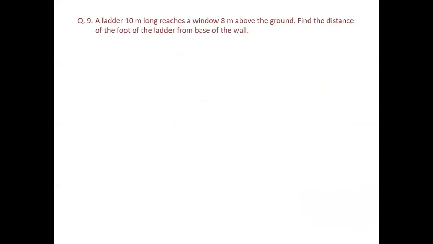Question 9. A ladder 10 meter long reaches a window 8 meters above the ground. Find the distance of the foot of the ladder from the base. See, ladder, that means it's like this. This is your ladder. This is the wall. The window is here, 8 meters above the ground. This is a window. Okay, this is the wall, and this is the ground level. 8 meters above the ground level, there is a window.